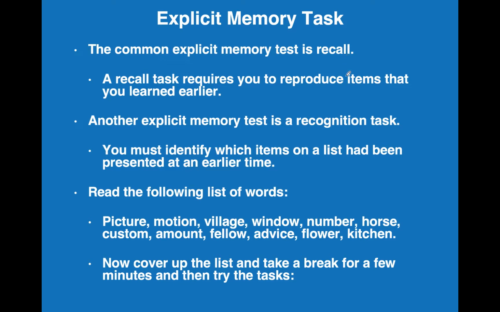For the other task, recognition, I might give another list of words that includes some of these words and new words combined. From that list, you will circle the words that appeared on the original list. That task is referred to as a recognition task. So explicit memory tasks allow you to have recall and recognition.